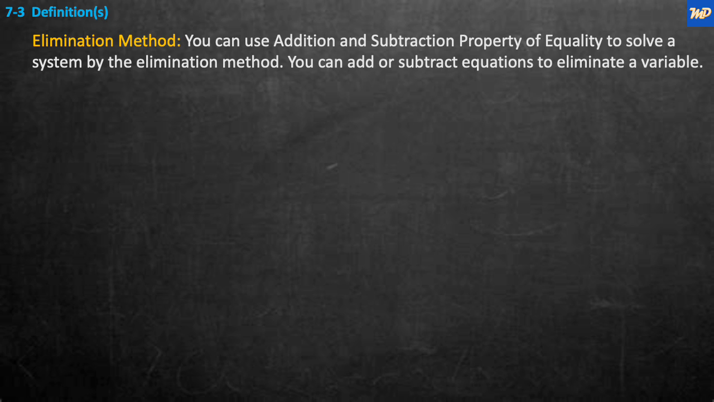Okay, so before we get started, I'd like to touch on a definition. It says elimination method. What is the elimination method? You can use addition and subtraction, property of equality, to solve a system by the elimination method. You can add or subtract equations to eliminate a variable. We'll look at that as we move forward.